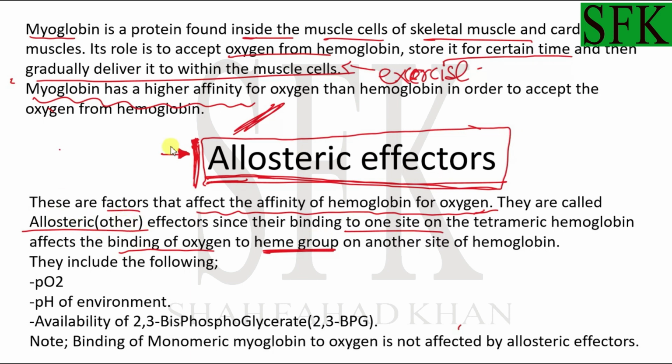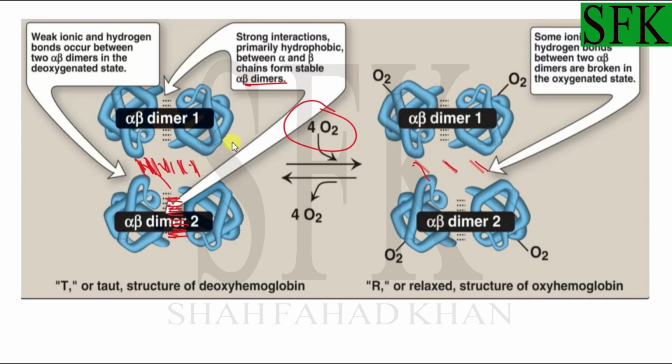So if we talk about the hemoglobin structure, let me go back to the hemoglobin structure. For example, this is a hemoglobin structure. In this hemoglobin structure, we have the heme group right over here, and it is this point where the oxygen will come and bind, right? Oxygen comes and binds to the heme group.